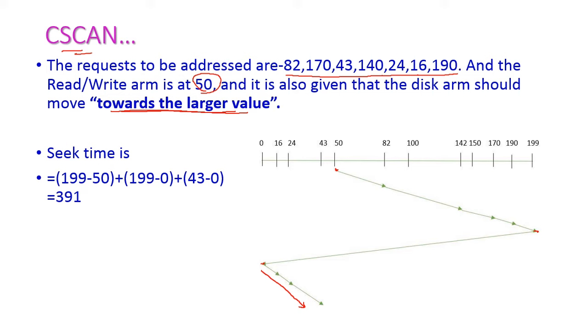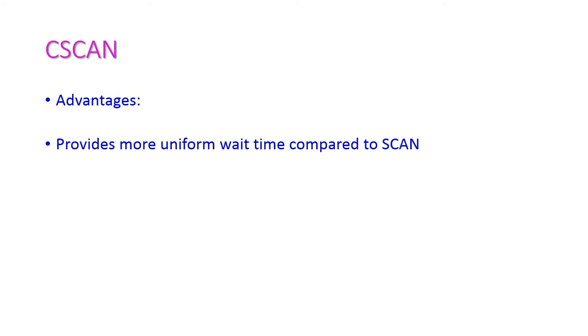Okay, now let us compute the seek time, that is 199 minus 50. So 199 is the other end, and the current position is 50 initially. So 199 minus 50 plus 199 minus 0, because in the returning it does not do any services, so we need to compute that distance also. 199 minus 0, that is 199, and plus 43, 0 to 43. Okay, so the total is 391. The advantage of C-SCAN is that it provides more uniform waiting time for all the requests when compared to SCAN. This is the advantage of C-SCAN.